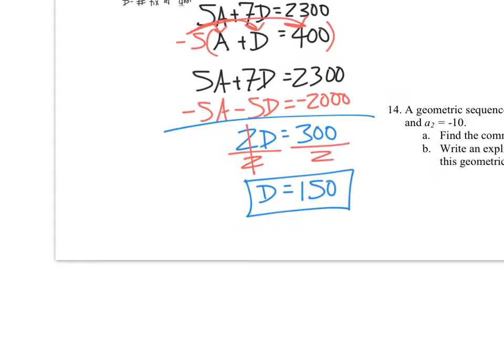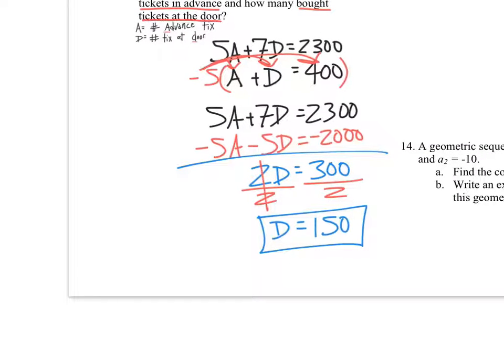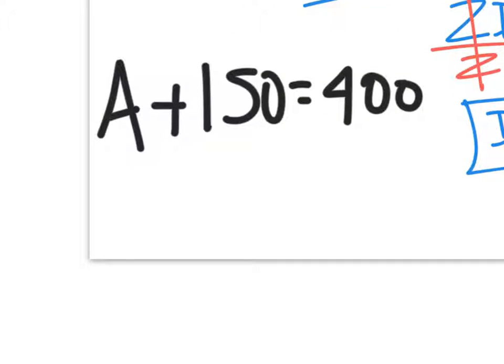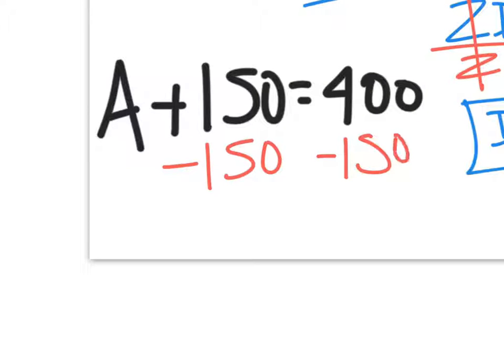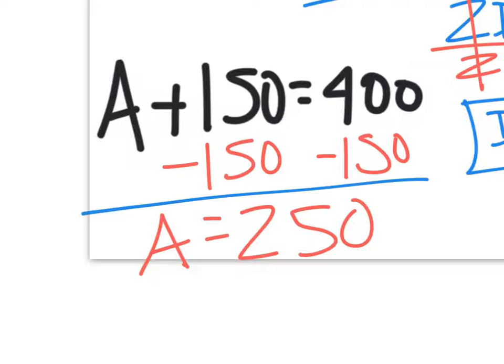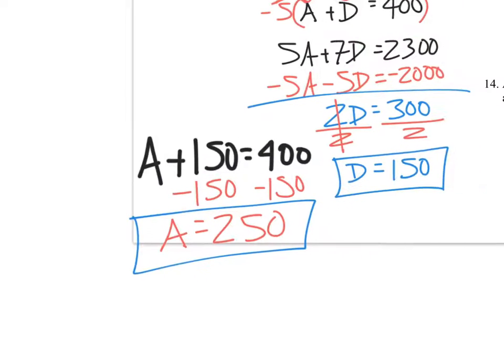We're not done yet. We got to figure out how many tickets were purchased in advance. So I'm going to use this formula right there, A plus D, advanced tickets plus door tickets equal 400, the quantity of tickets sold in total. So A plus, instead of D, I'm going to put 150 equals 400. Let's subtract 150 from both sides. And I know that that means that A equals 400 minus 150, 250. So the number of tickets purchased in advance, 250. The number of tickets purchased at the door, 150.